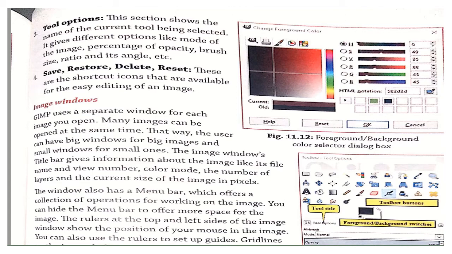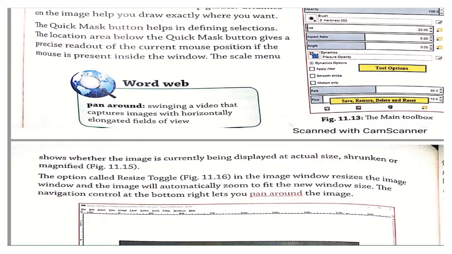Now next is the image windows. Here, GIMP uses a separate window for each image you open. Many images can be opened at the same time. That way, the user can have big windows for big images and small windows for small ones. The image window's title bar gives information about the image like its file name and view number, color mode, number of layers, current size, etc.